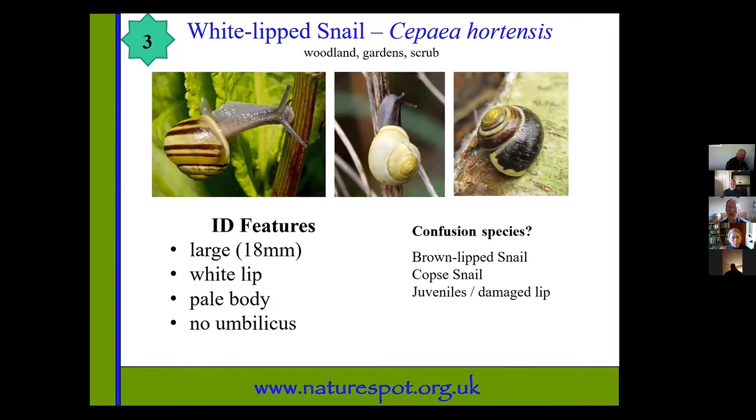So if you didn't look for the lip color, or the lip was broken off, as we say, then you could confuse it with the brown-lipped snail. Possibly on size, the cot snail. And like with the brown-lipped, juveniles can be a little bit confusing. So with a lot of mollusks, it's best just to look and record the adults.